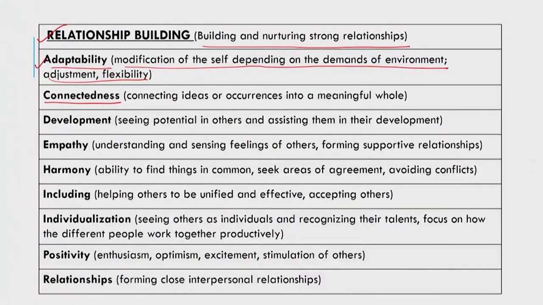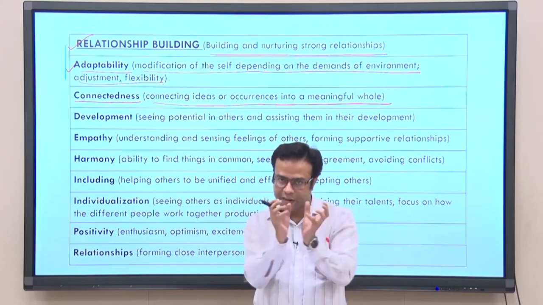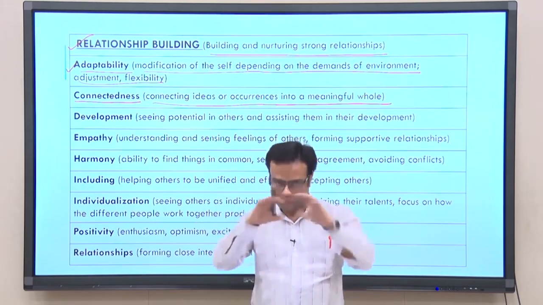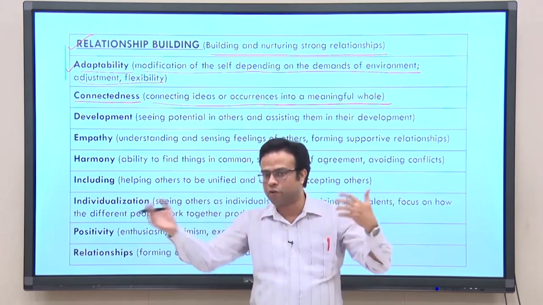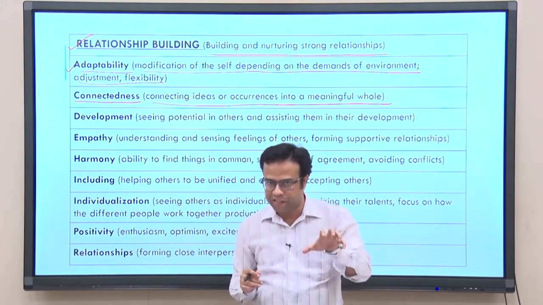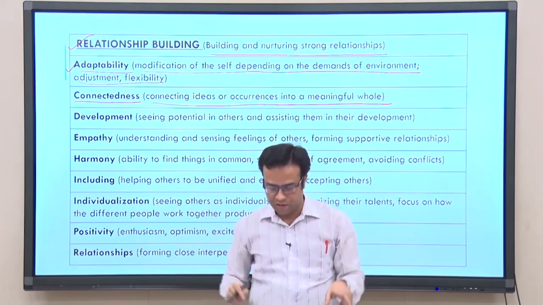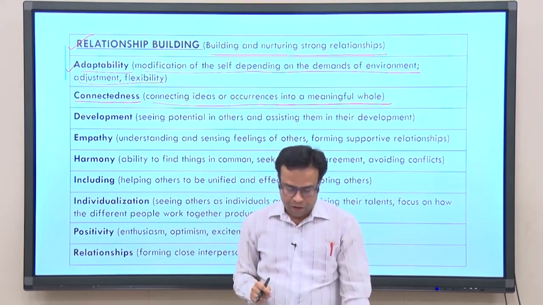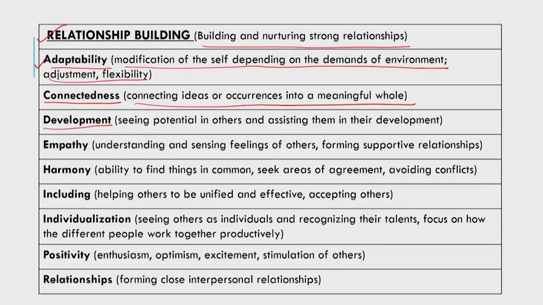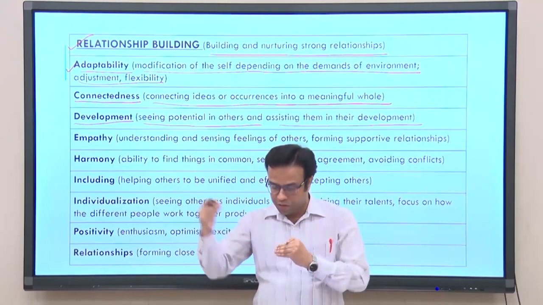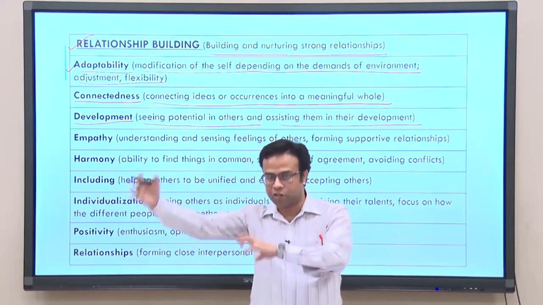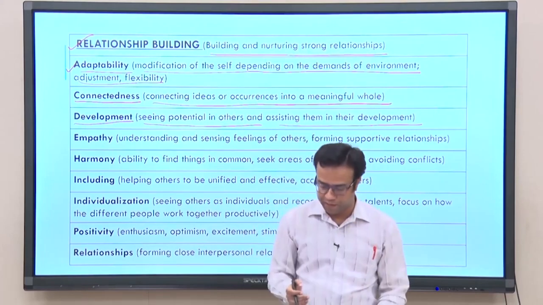Then comes connectedness, which is about connecting ideas or occurrences into a meaningful whole. So, connectedness means your ability to connect things, connect ideas, and make a whole or get a whole perspective and then work towards it. You are able to see bits and pieces and also find wholeness. That is the meaning of connectedness here. Development is about seeing potential in others and assisting them in their development. So, you are able to develop people, see the potential in other people, and assist people in their growth and development. That is also part of relationship building.